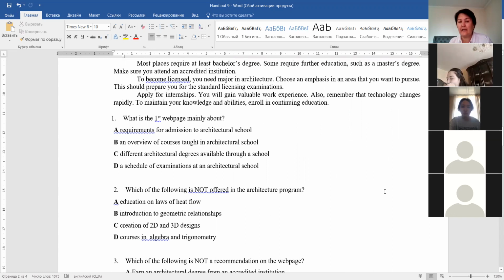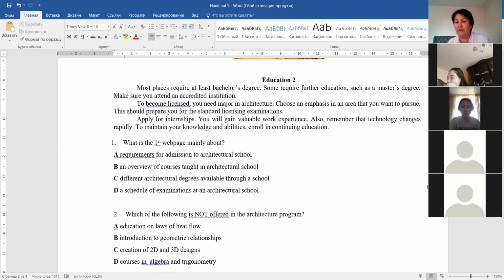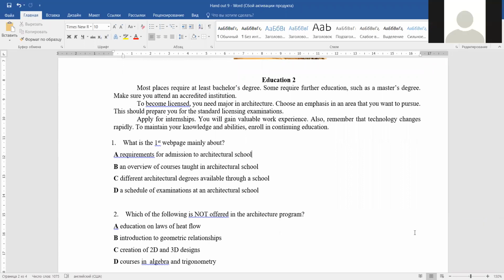It is a text about education in architecture. It is a web page taken from the website of a famous architectural school. Please, who can read the first paragraph of the text? Madeleine, can you? His microphone doesn't work. Okay. Please, who can? Alwa.